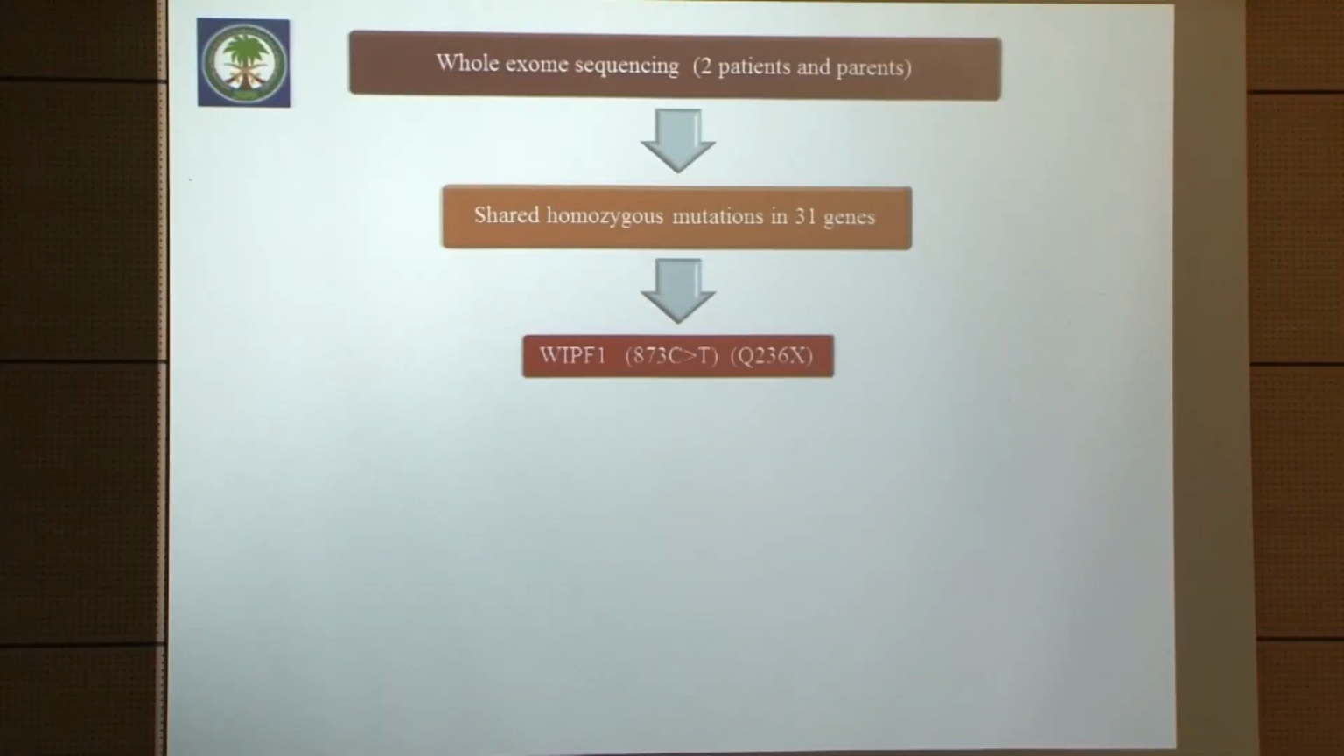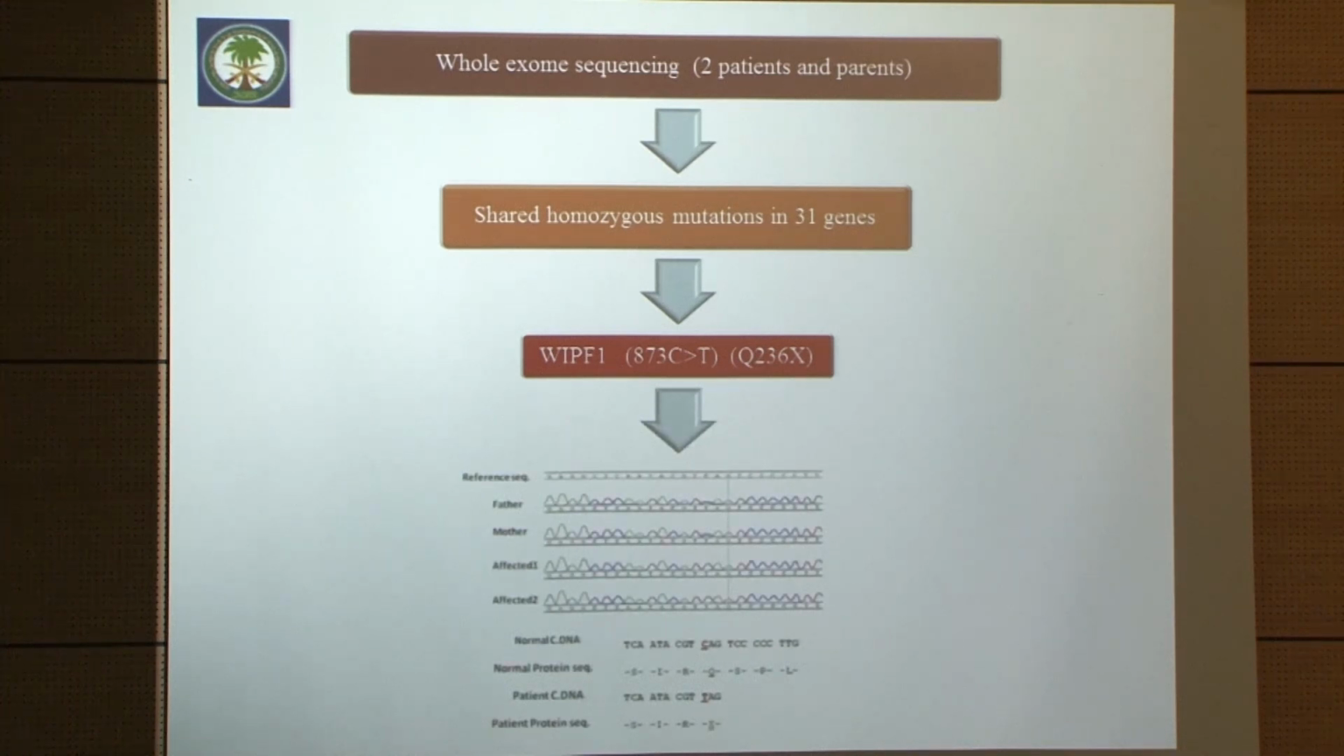And here whole exome sequencing solved the family case, and it was WIP, the Wiskott-Aldrich syndrome protein interacting protein, which interacts with the WASP protein and can phenotypically mimic Wiskott-Aldrich syndrome. And there is already one reported, and this is probably the second family. Thank you.